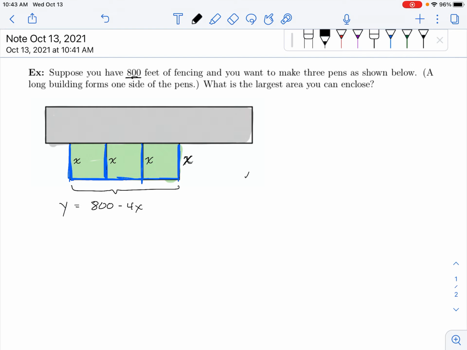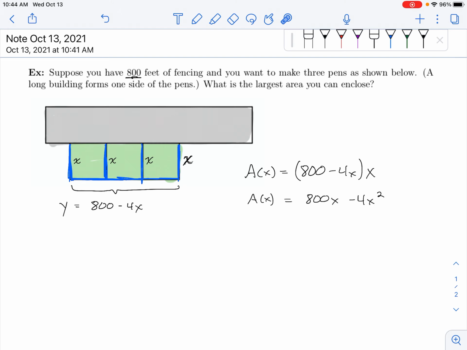The area that's going to be enclosed is just the length times width. So that's the length here times the width. So that's just 800 minus 4X times X. And if you distribute that through, you get 800X minus 4X squared. So this function will take in the length X here, and it gives you the area of the pens.